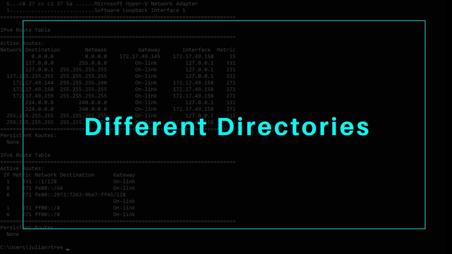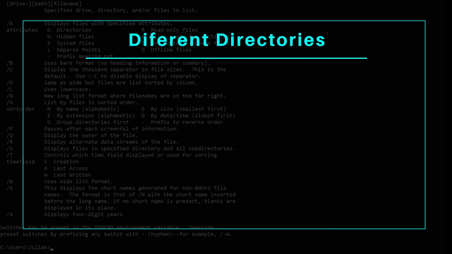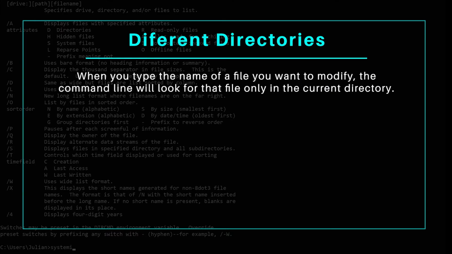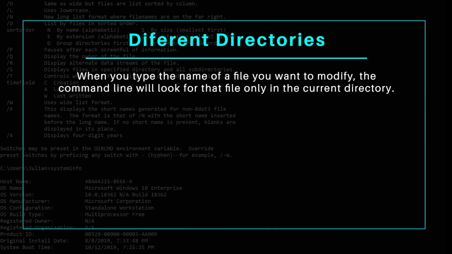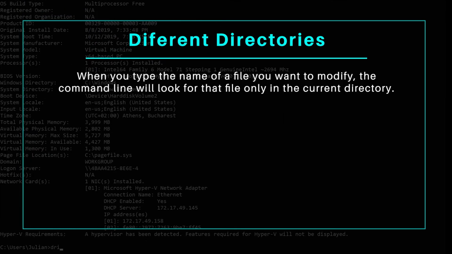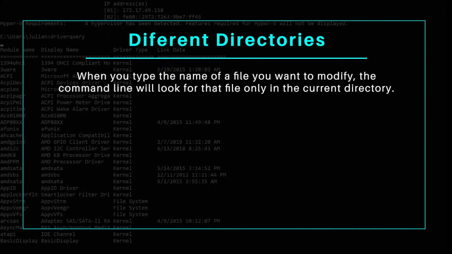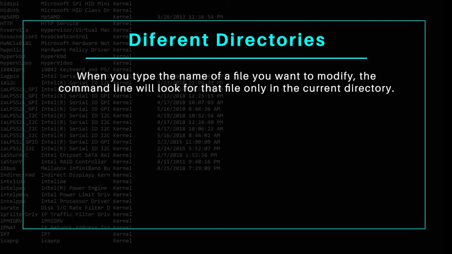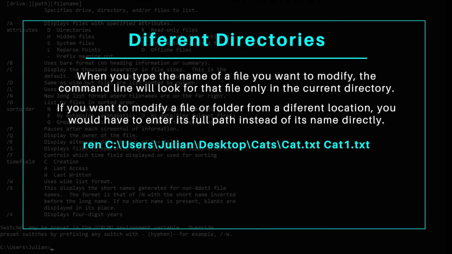Different directories. When you type the name of a file you want to rename, move, or otherwise, the command line will look for that file only in the current directory. In the previous lecture, we used mkdir to create a folder in a different directory by typing its full path instead of typing directly its name. In the same way, if you want to modify a file or folder from a different location, you will have to enter its full path instead of its name directly.